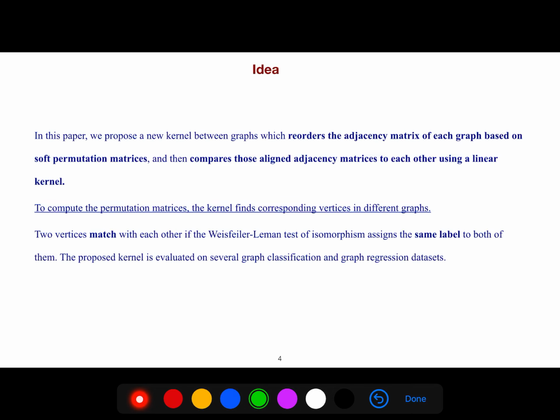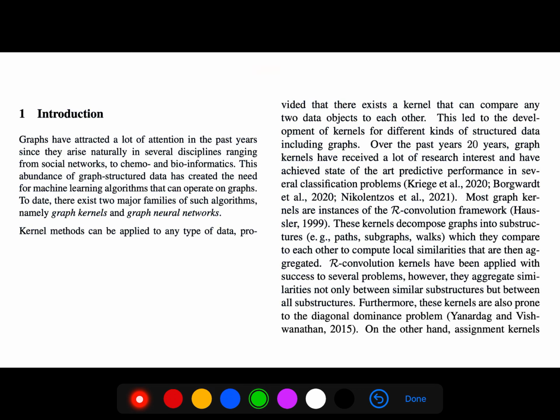So we propose a new kernel between graphs, which reorders the adjacency matrix of each graph based on soft permutation matrices, and then compares these aligned adjacency matrices to each other using a linear kernel. To compute the permutation matrices, the kernel finds corresponding vertices in different graphs. Two vertices match with each other if the WL test of isomorphism assigns the same label to both of them. The proposed kernel is evaluated on several graph classification and graph regression datasets.